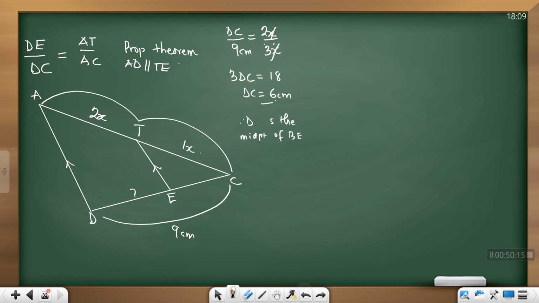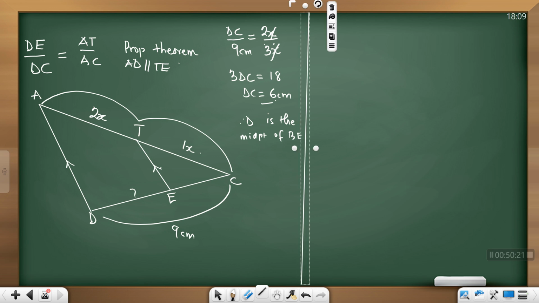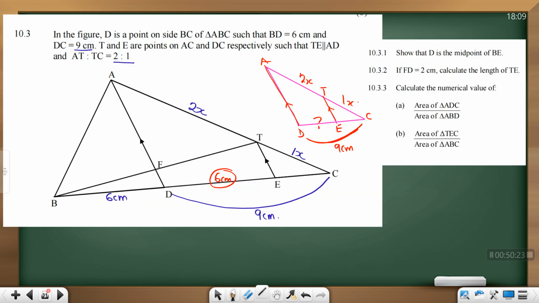So first thing is interpretation. What am I looking for? Next question. What are we looking for? If FD is 2, calculate the length of TE.